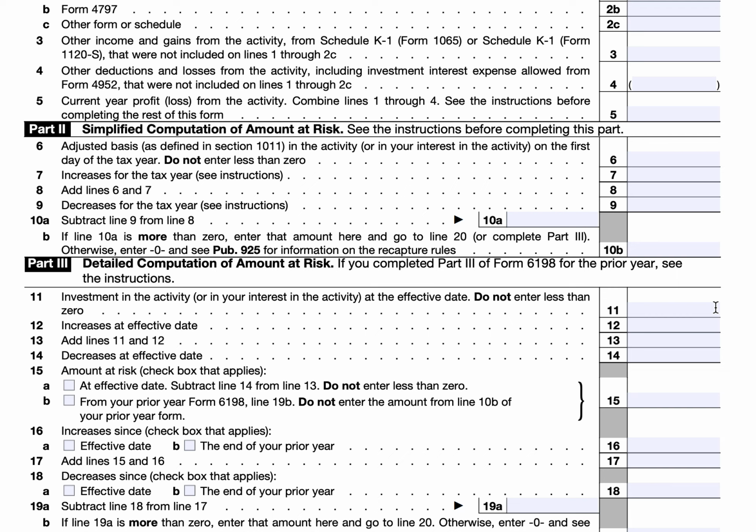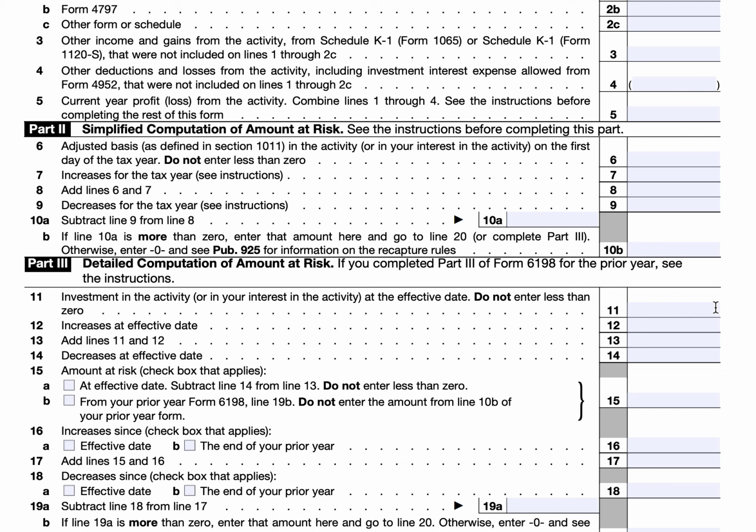For line 12, there's also a worksheet, and you're going to use this to determine your total losses from years before the effective date for which there were equal or greater amounts not at risk at year end. So in line 12, you're going to enter your share of amounts such as the following examples.